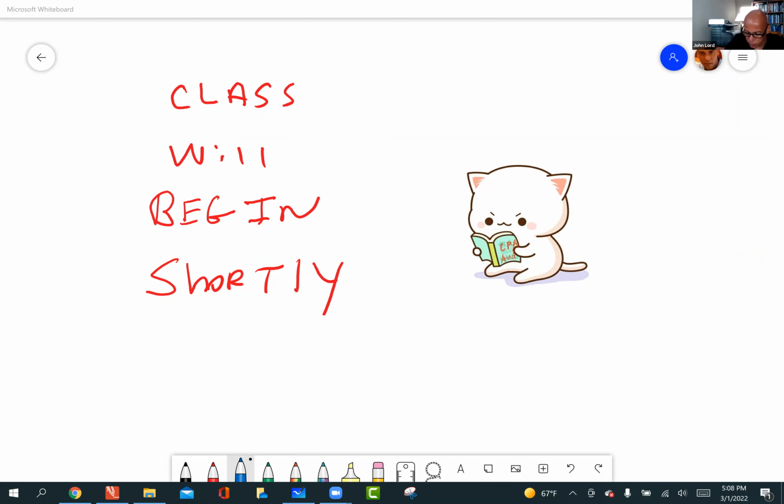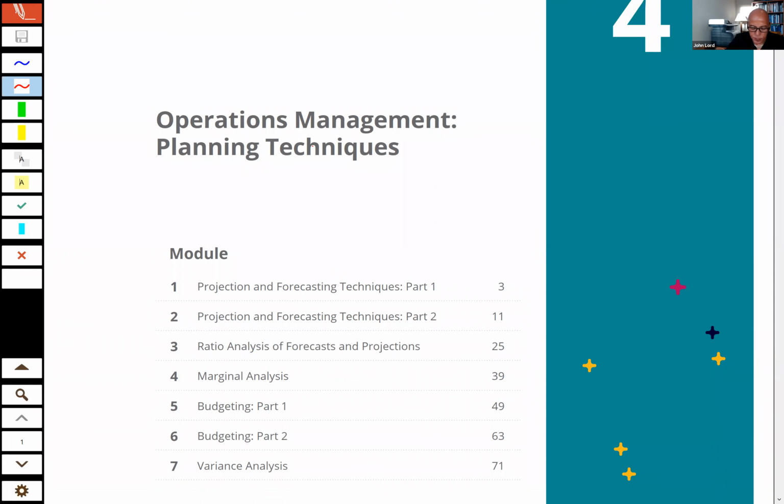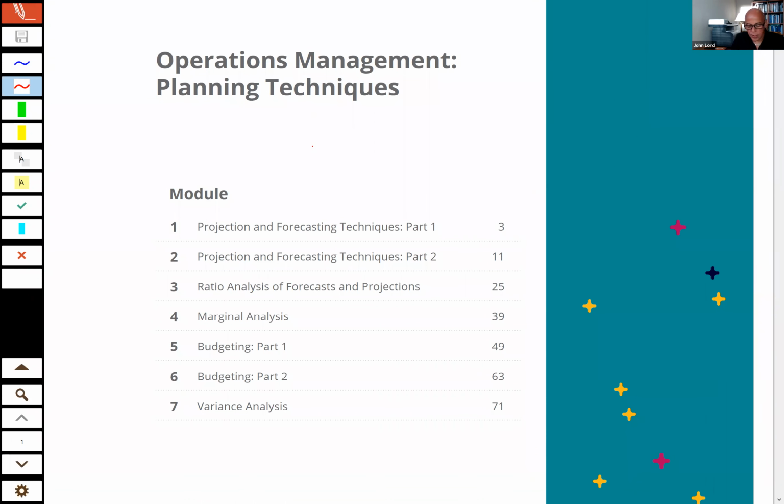And let's start to take a look at some of the things we're going to be looking at here. We're going to spend time with projection and forecasting techniques, okay? And we're going to look at a couple of different ways of predicting costs and different outcomes under different scenarios, et cetera. That's not real heavy on the exam. I'd put maybe like 5 points on that, okay?